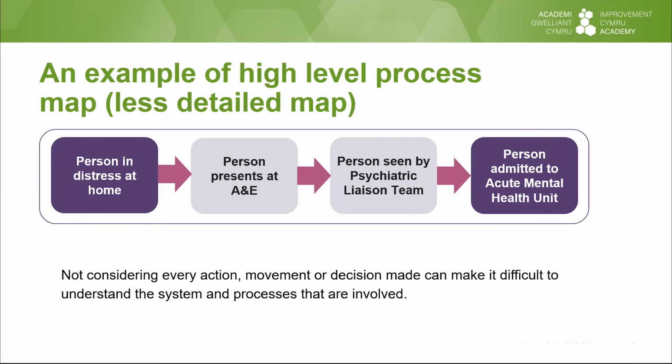Here is an example process map for a person in distress at home who presents at A&E, is seen by the psychiatric liaison team and admitted to an acute mental health unit. This is what we call a high-level process map, which means not much detail is included. Imagine you are looking at something with a bird's eye view from far away. Sometimes a high-level process map is sufficient for what we want to do. However, the lack of detail can make it more difficult to understand the system fully and the processes that are involved.